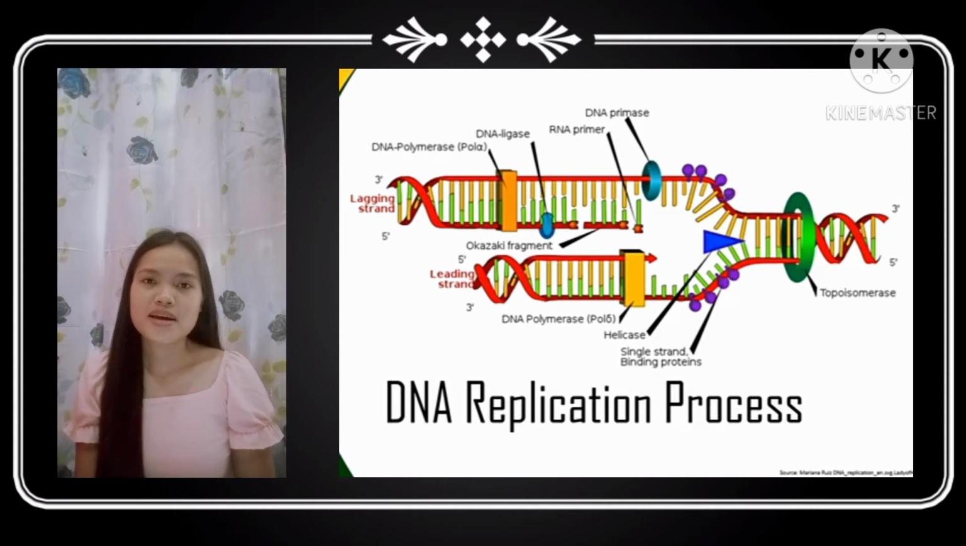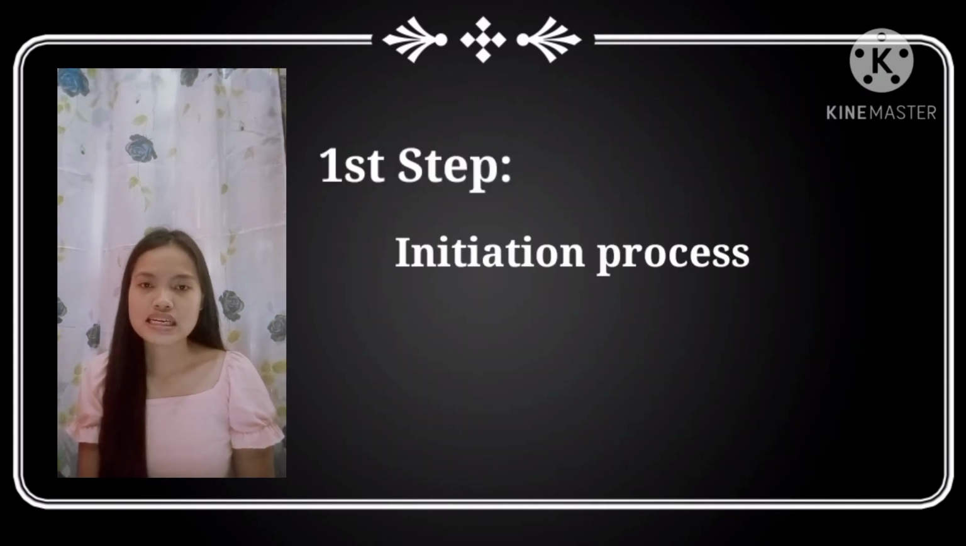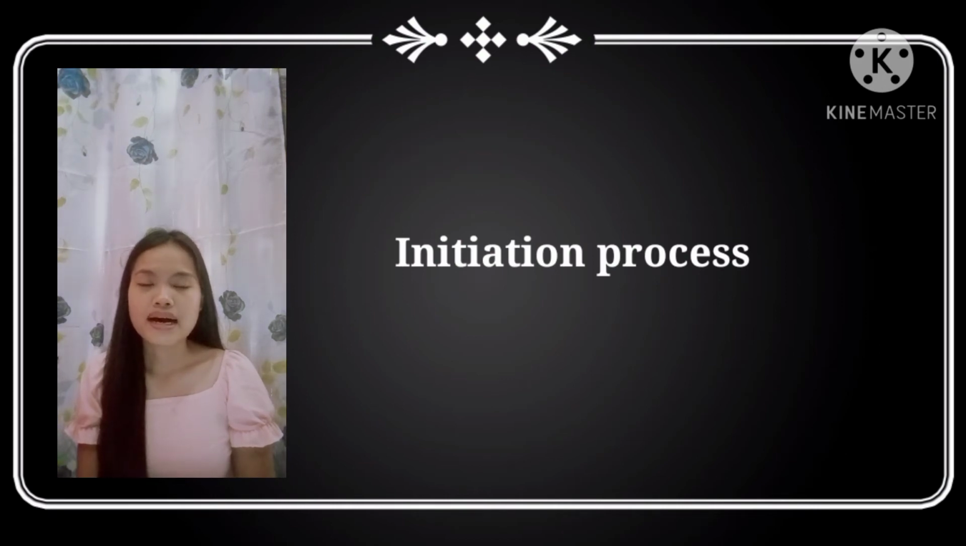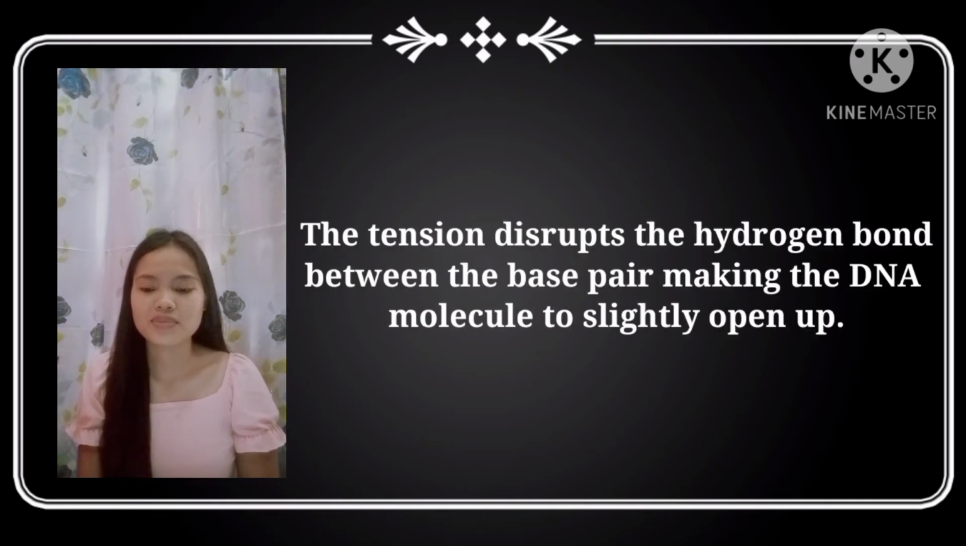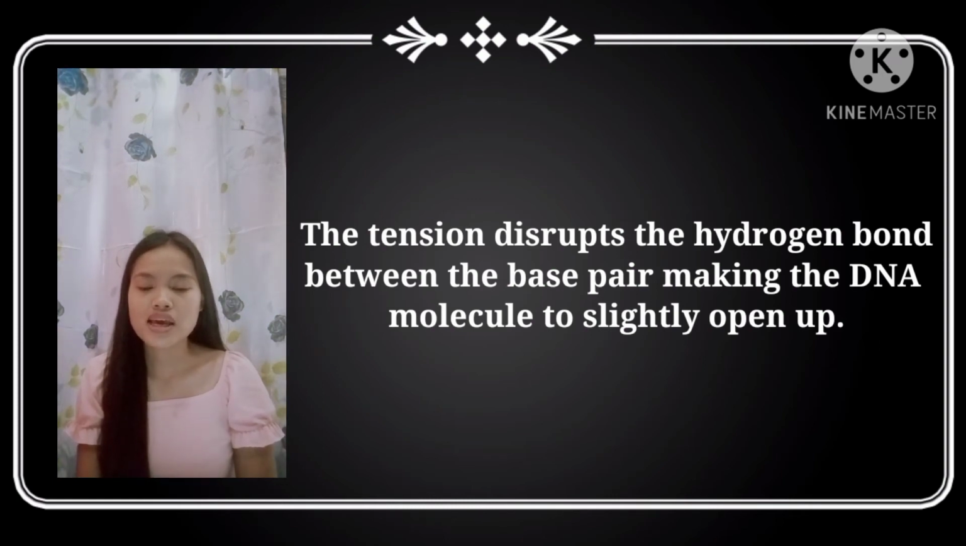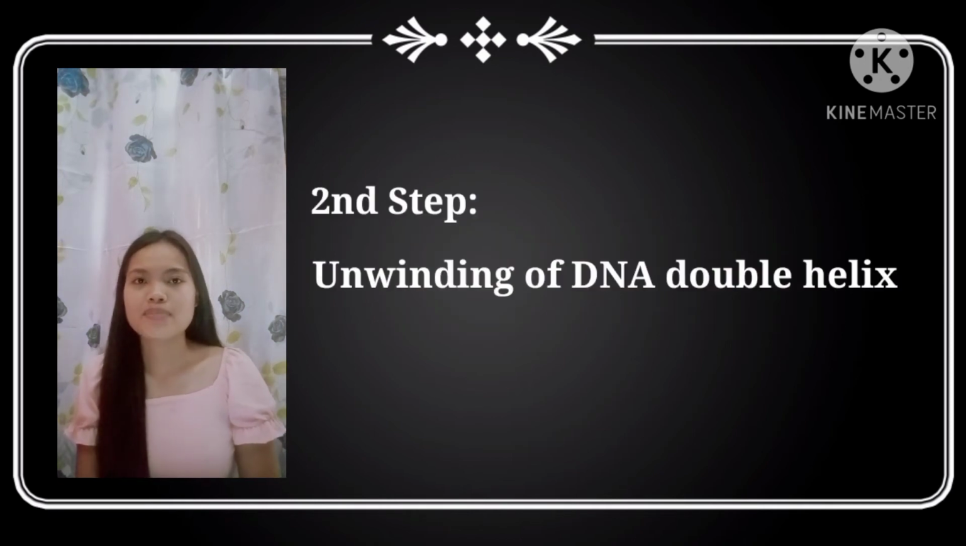The first step in DNA replication is the annexation process, where the annexation protein binds at the origin of replication, creating tension in the adjacent nucleotides. The tension now disrupts the hydrogen bonds between the base pairs, which makes the DNA molecule slightly open up. The second step in DNA replication is the unwinding of the DNA double helix.